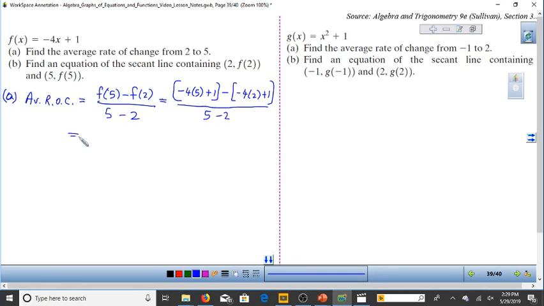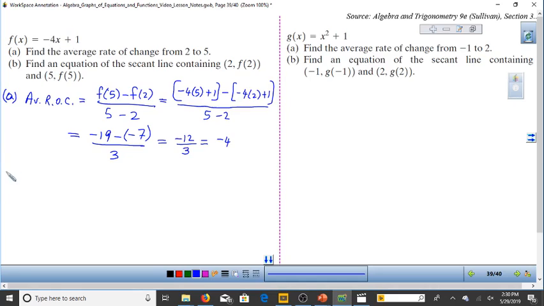So when I work that out, -4 times 5 plus 1 is -19, minus -4 times 2 plus 1, which is -7. And we're dividing by 3. -19 minus -7 is -12, divided by 3, and that is -4. Exactly the same as the slope that we had before, because it's a straight line. So since it's a straight line, the slope will be whatever the rate of change is. So that means the equation will be the same equation we have here.